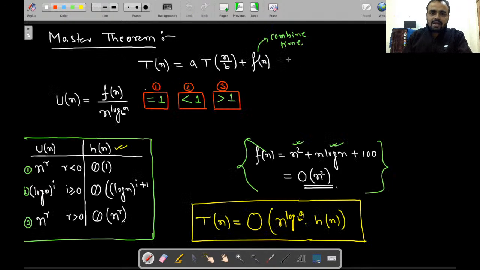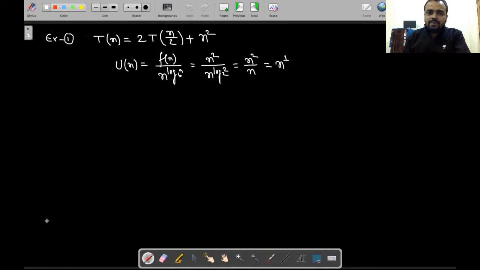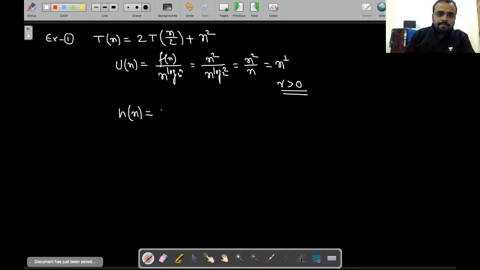So मैंने यहाँ पर क्या बोला था, n to the power r अगर आता है u of n और r greater than 0 होता है, means the third condition will be applied. So here the value of r is greater than 0. So अगर ऐसा होता है तो h of n हमारा क्या होगा, h of n will become n to the power r.